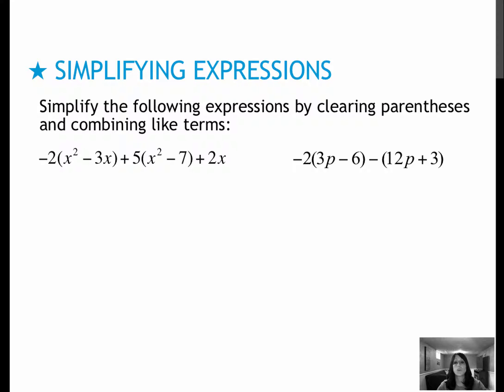These are two for you to try, so go ahead and press pause. Do both of these questions, then press play to see how you did.